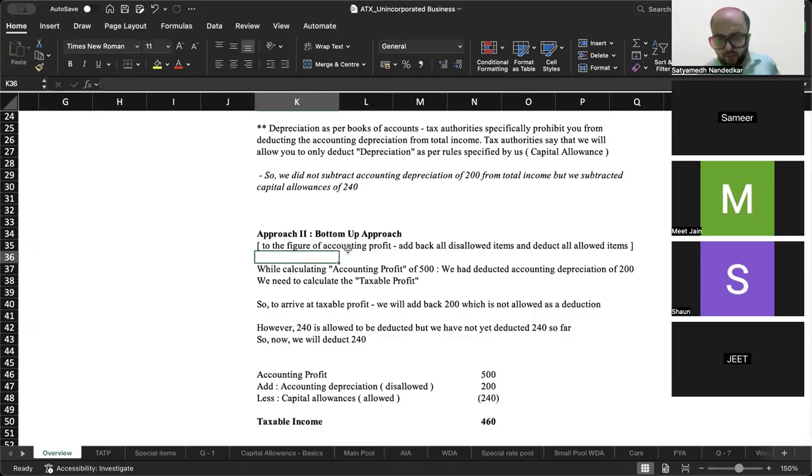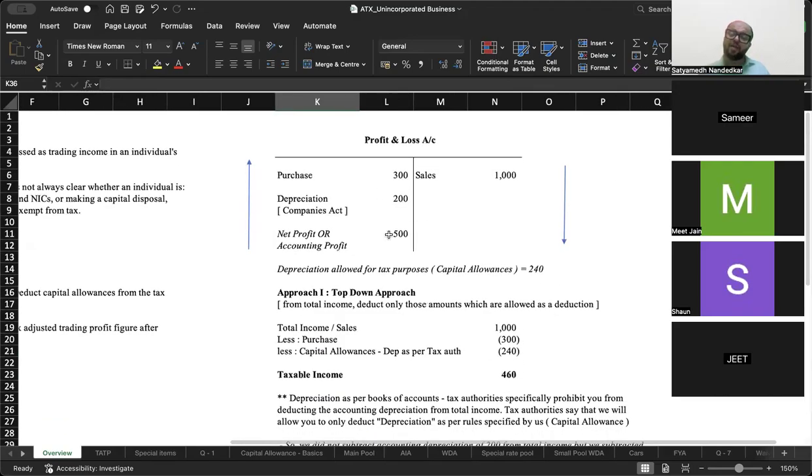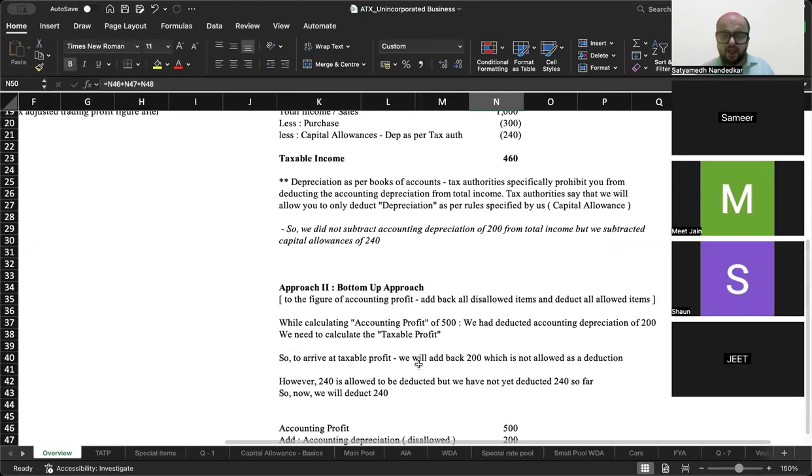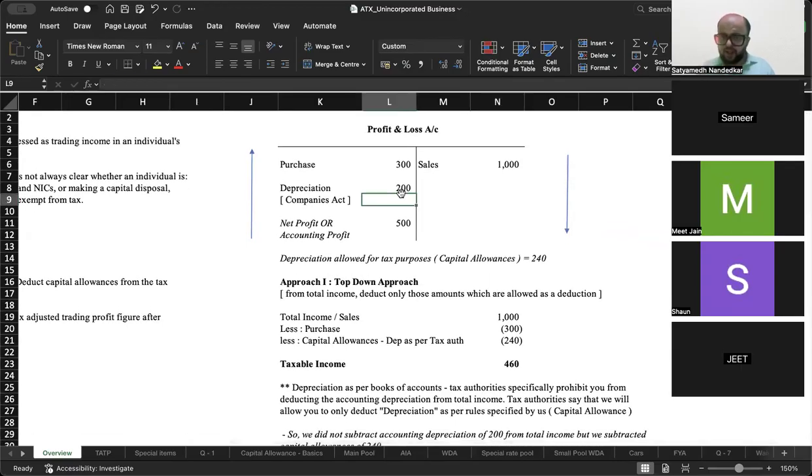So to the figure of accounting profit, add back all the disallowed items. Why? Because while arriving at this 500, all the disallowances had been subtracted. ठीक है. So you add back the disallowances here, and whatever are the specific amounts allowed by the income tax authorities, usko subtract karo, you will get your taxable income. Now in your ATX exam, you will mostly have the bottom up approach only. ठीक है. तो 200 was subtracted while arriving at 500, which is not an allowable expenditure. तो उसको आप add back करो and then whatever is the capital allowances का figure उसको subtract करो.